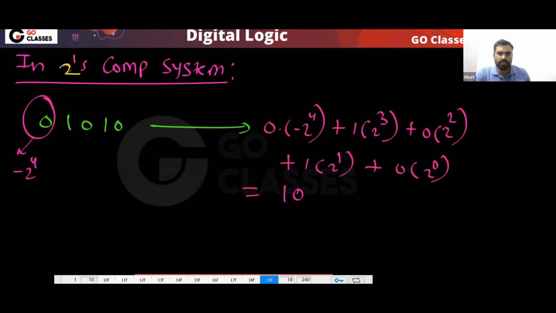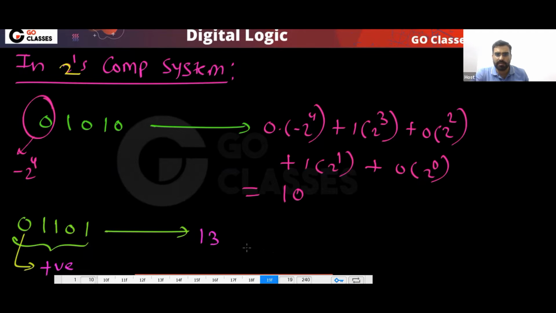Because the MSB is already 0, you don't have to worry. You can directly calculate. If I give you 01101, what will be the answer? You don't have to calculate, basically you can directly see. This 0 implies that your number is positive, and for positive numbers you don't have to worry. So the answer will be 13.